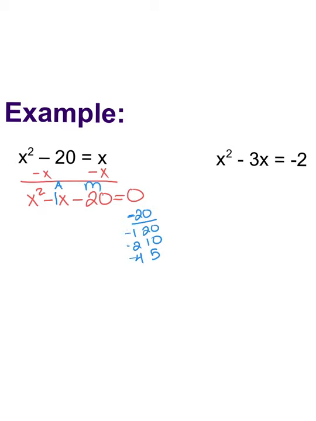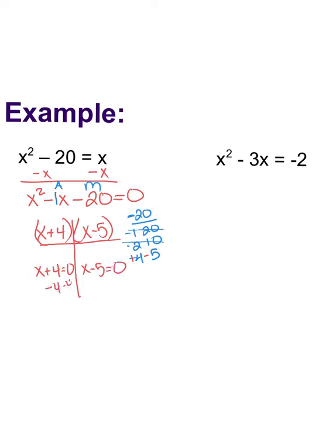And when I go to add, that's 19, that's 8. This last one gives me +1. I want -1, so I'm going to switch the signs. 4 minus 5 is -1. So x plus 4 and x minus 5 are my factors. I'm then going to t-chart it. So I get x plus 4 equals 0, x minus 5 equals 0. If I solve each of them, I get x equals -4 here. And on this side, I'm going to get x equals 5.